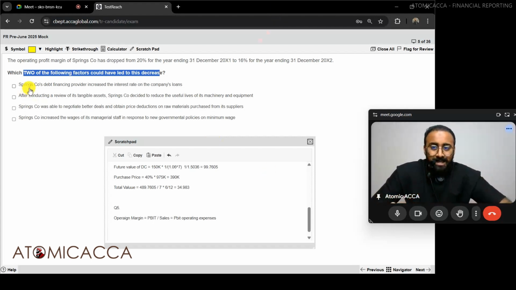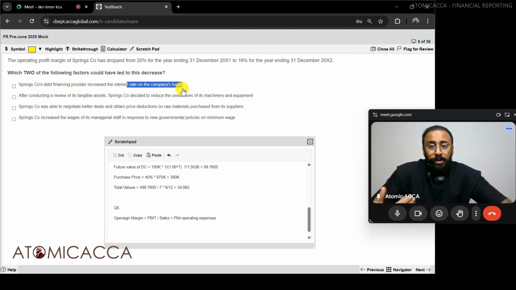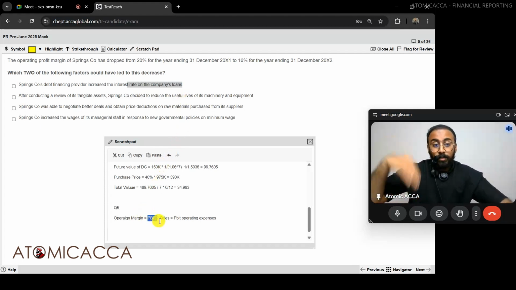Number 1, Springs company's debt financing provider increased the interest rate on the company's loan. Now, if interest rate is going up, what will go up? Finance cost. Now, finance cost is shown where in SOPL? After PBIT. Now, after PBIT, finance cost goes up or goes down, it does not have an impact on my operating margin. So that going up will not exactly cause my operating margin to go down. So option A is wrong.